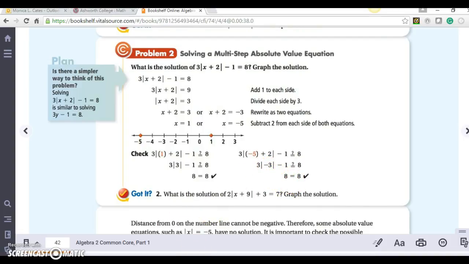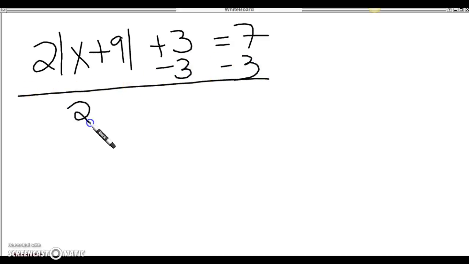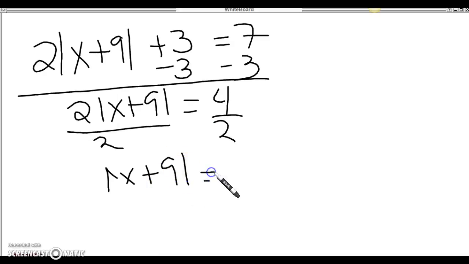So now let's do one on our own. So again, I'm going to solve for the absolute value first. So I'm going to subtract 3 from both sides. And I get 2 absolute value of x plus 9 equals 4. Divide both sides by 2. And I get the absolute value of x plus 9 equals 2.